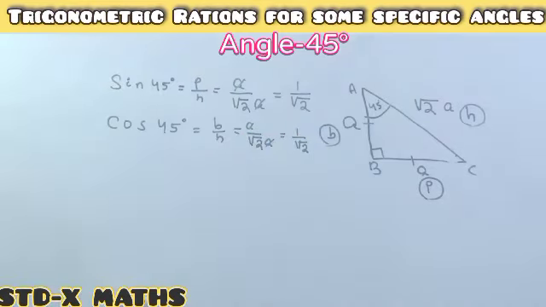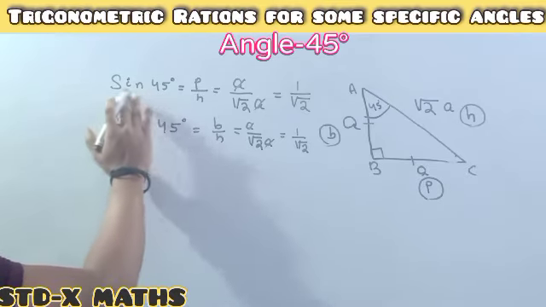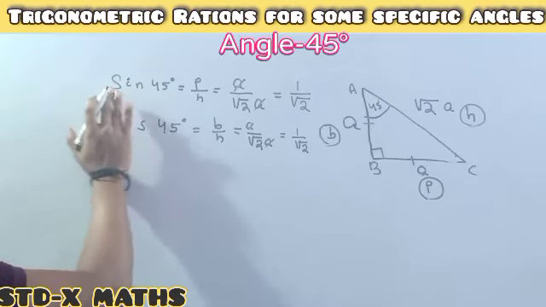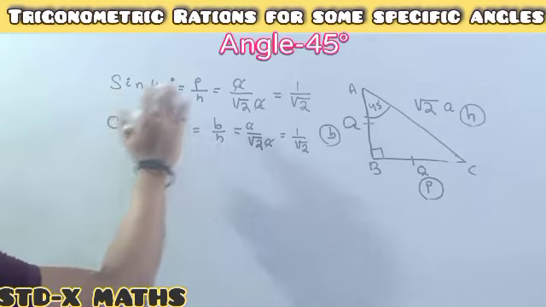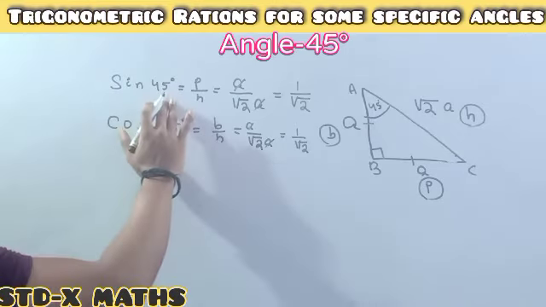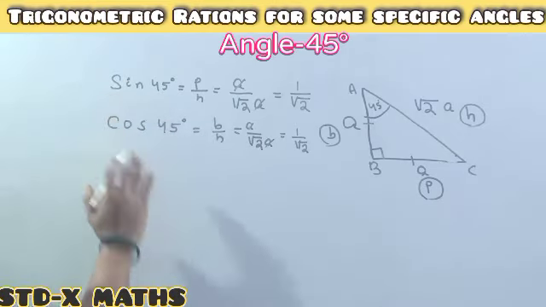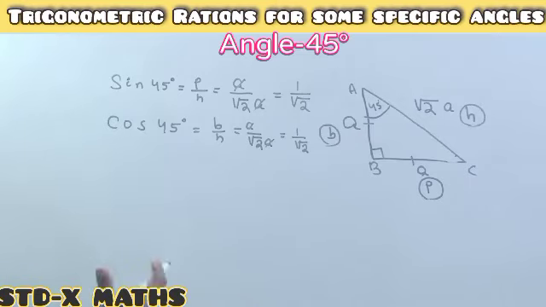See, one thing: for 45 degree, sine and cos both have the same result. For 45 degree, both sine and cos trigonometric ratios have the same result. It is also one of the questions: with respect to which angle do both sine and cos have the same value? It will be 45 degree.